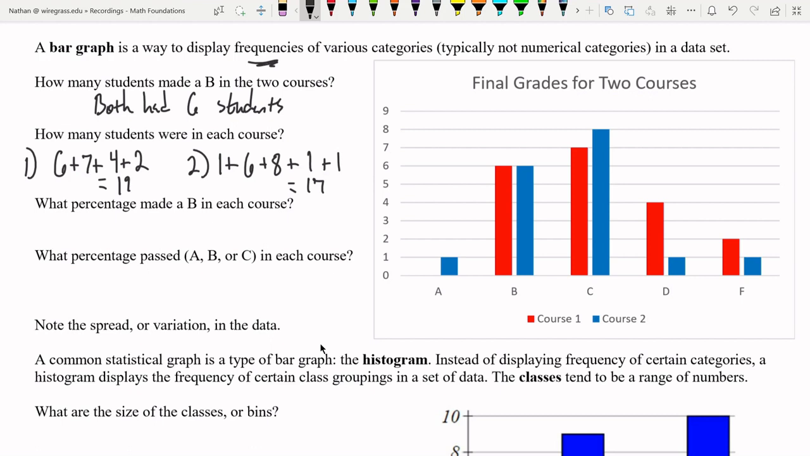Okay, what percentage made a B in each course? Well, we know that there are 6 students that made a B in each course, and then we know there's 19 in course 1 and 17 total in course 2. What percent of 19 is 6? Or what percent of 17 is 6? In other words, we just take how many we want to find, the part, divided by the total. So this is going to be for course 1, which is the red.